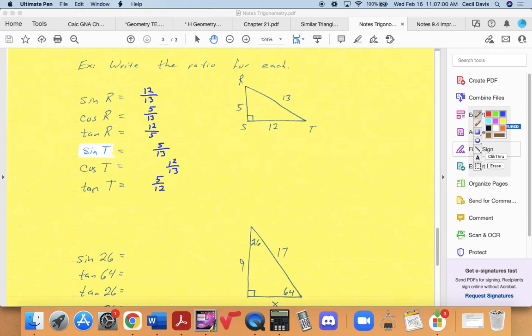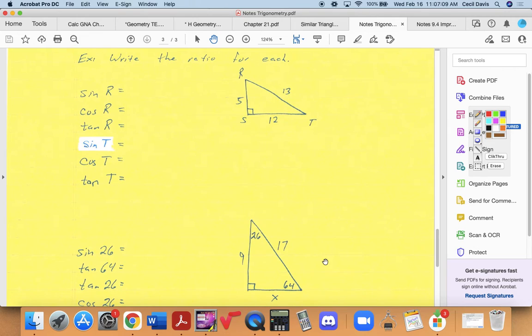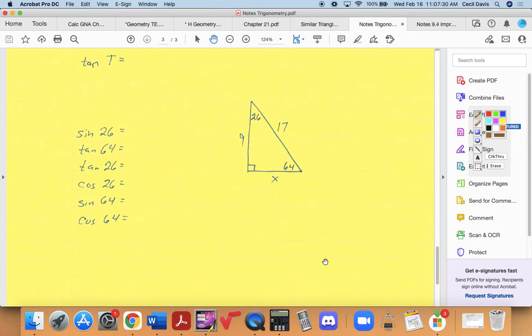We can also do this based on the angle's measure. We can't do that for S because it's a right angle. Exactly right. We can't say the sine or the cosine or the tangent of S based on these rules. Now, when you get to pre-cal, you'll find that a right angle does have a sine and a cosine and a tangent, but don't worry about it right now.